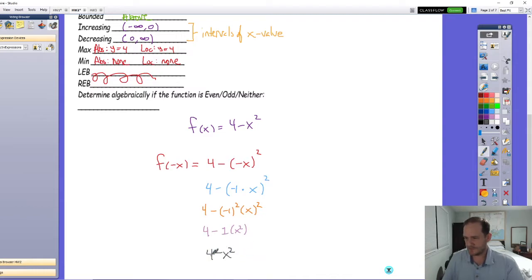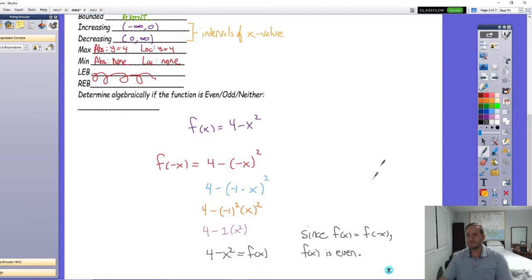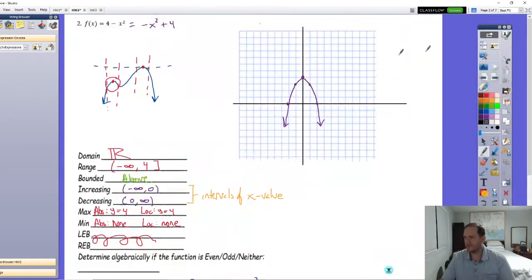By the way, guess what that function is? It's the original function f of x. So now, again, if you're really trying to blow me away with what you know, then you might want to say since f of x equals f of negative x, f of x is even. And of course the geometric definition is, well, we've got reflectional symmetry over the y-axis. That's even. That's it.